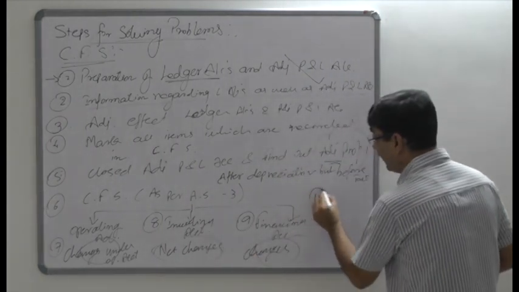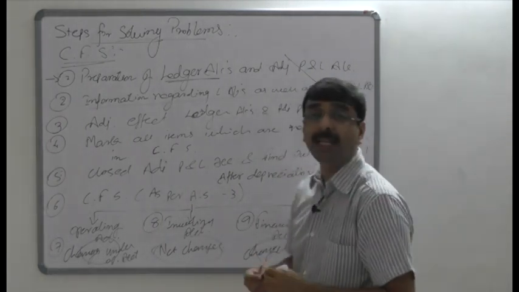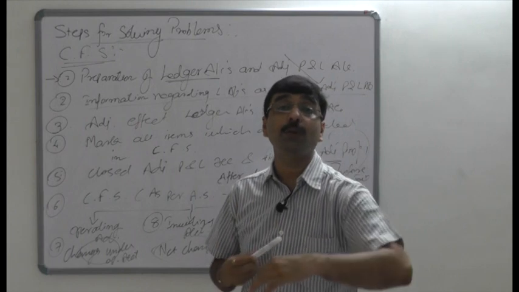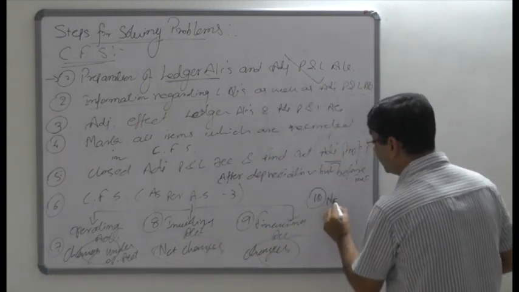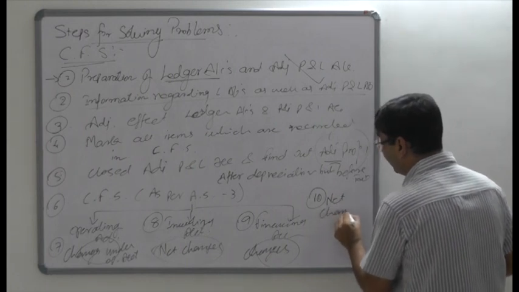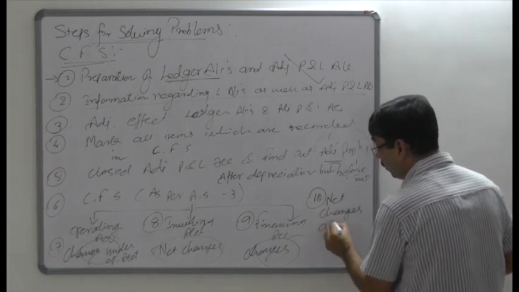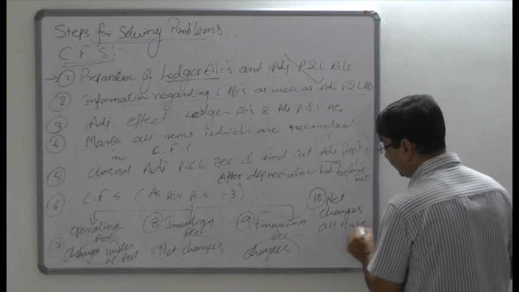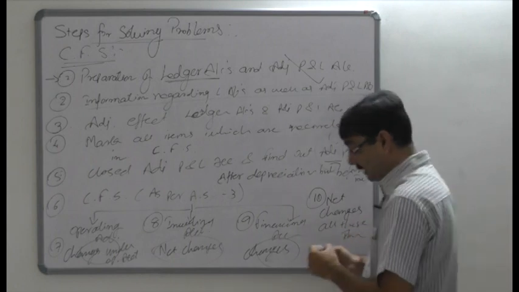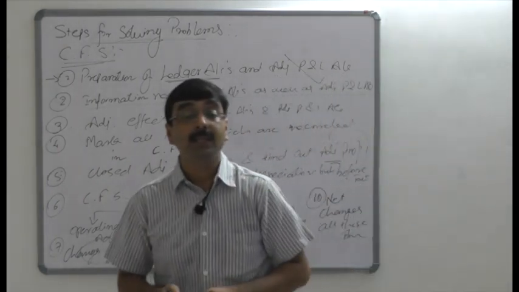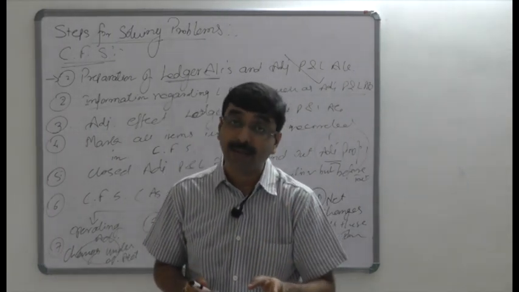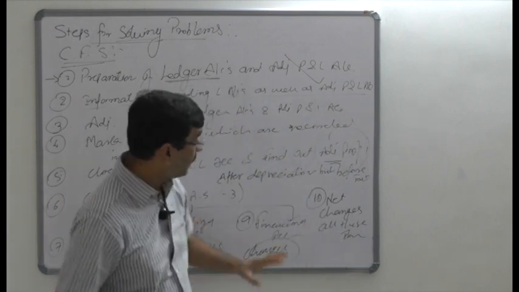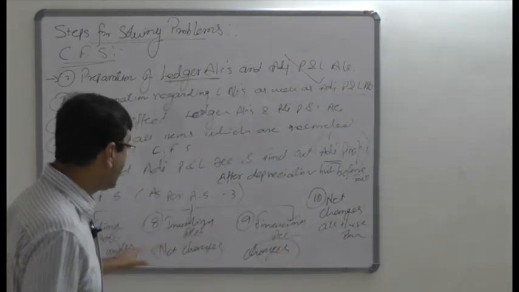Your step number 10 is, after the changes of all these 3 activities, we need to find out the net changes of all these 3 activities. And these 3 activities' changes would directly affect the opening and closing balance of cash and bank balance. So we need to identify the changes of all these 3 activities.